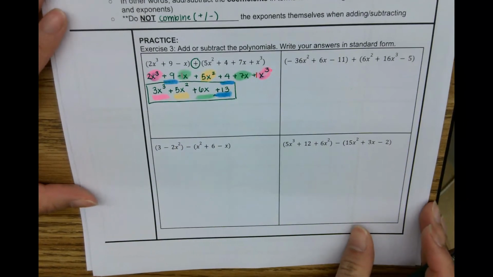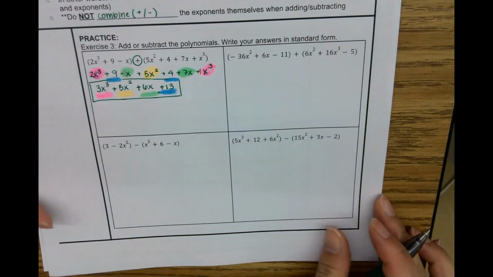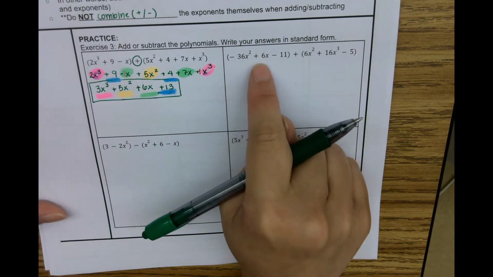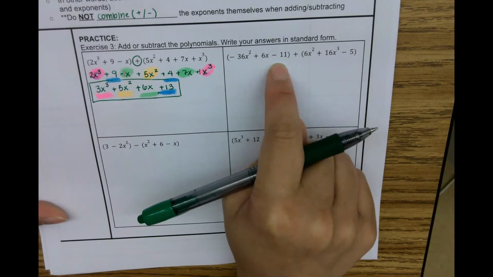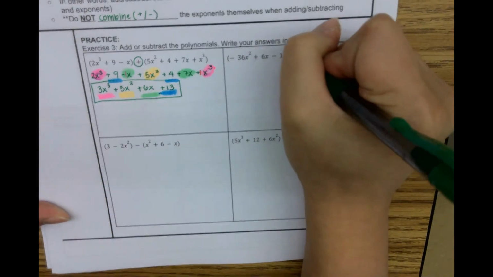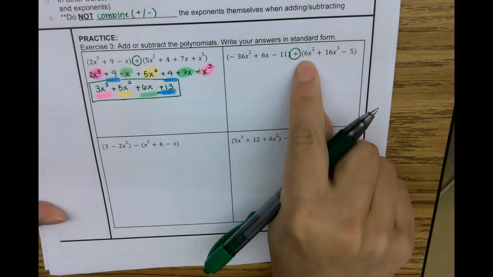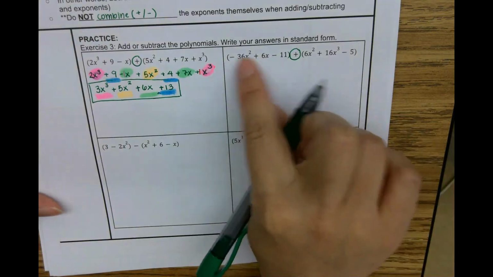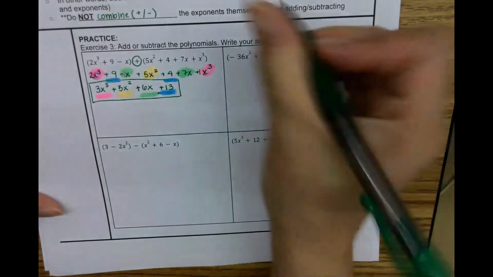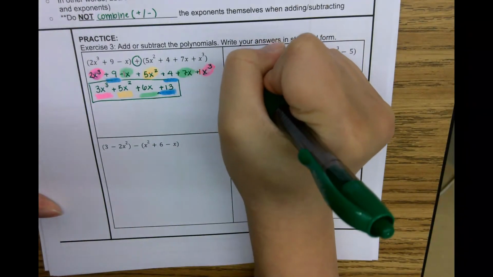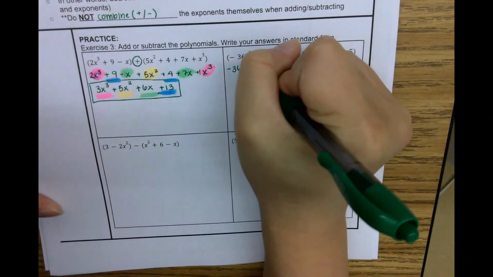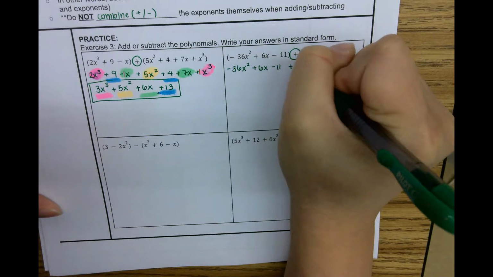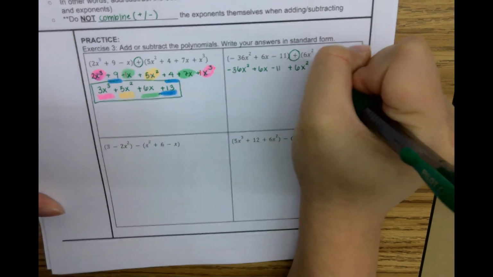So let's try the next one here. My first polynomial is negative 36x squared plus 6x minus 11. And then I am adding 6x squared plus 16x cubed minus 5. So these are my two polynomials. I am adding them, so all I have to do is rewrite and remove the parentheses.